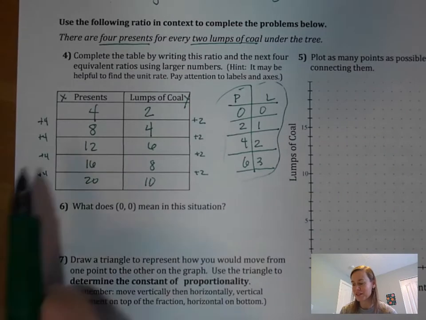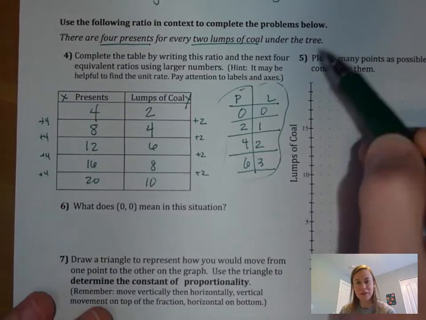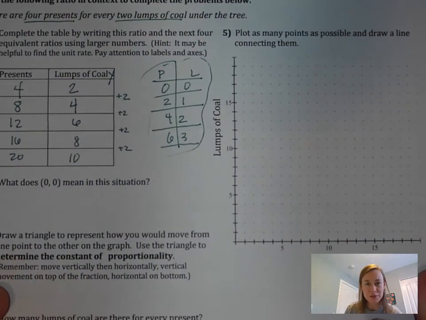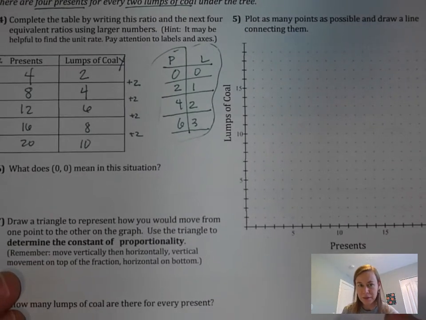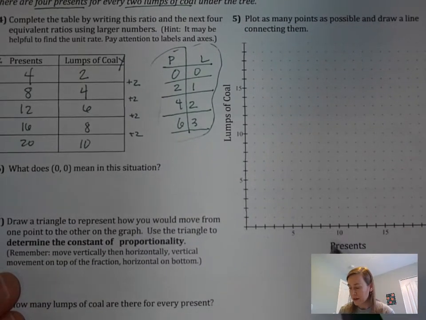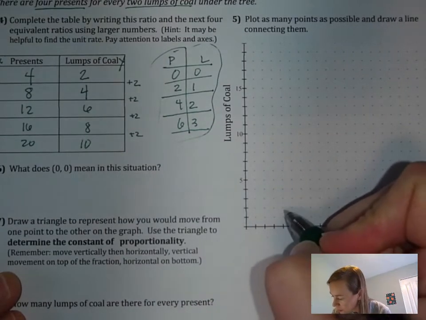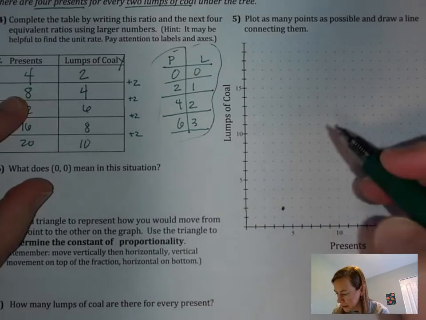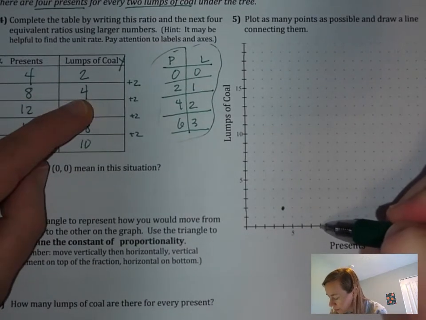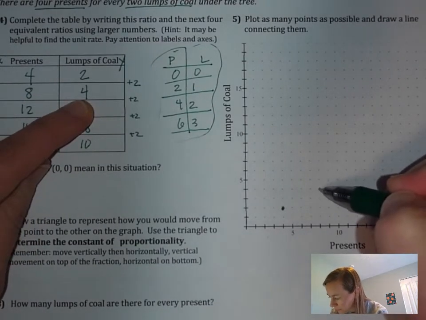Let's go on to number 5. Okay, number 5. Plot as many points as possible and draw a line connecting them. Okay. So presents are down here. Let's go to 4 presents and 2 lumps of coal. So 4 presents, 2 lumps of coal. Boom. Next up, 8 presents, here. 4 lumps of coal. 1, 2, 3, 4.